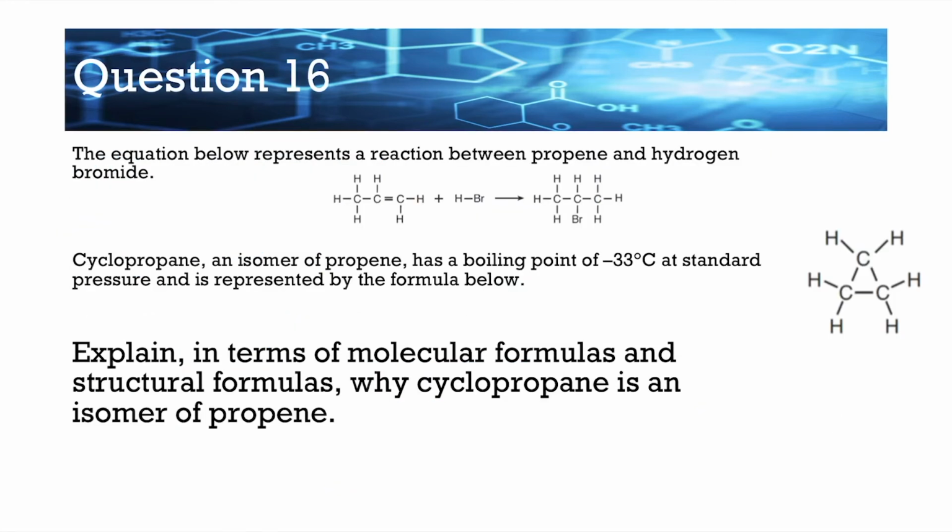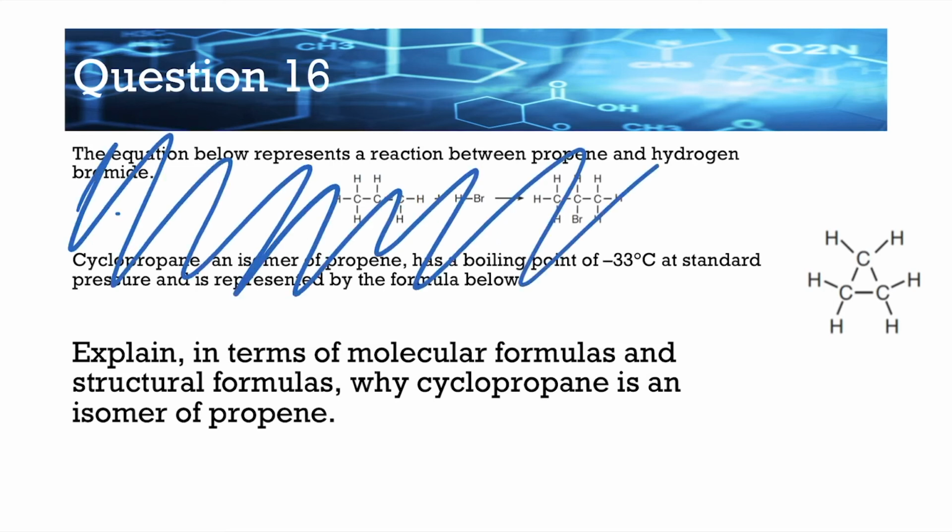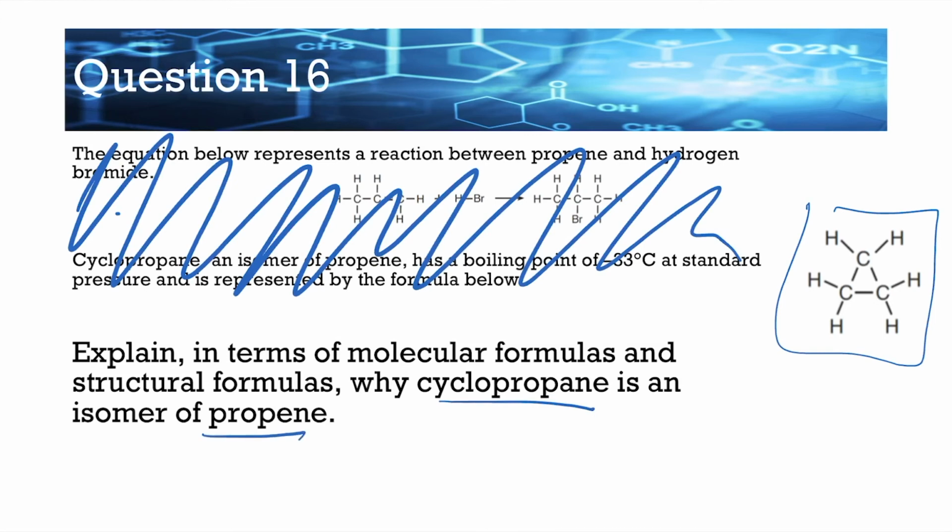Okay, 16 gives you a whole bunch of stuff we don't care about. This is kind of cool though, what cyclopropane looks like. But it's saying, why is this an isomer of this in terms of molecular and structural formulas? So none of the picture, you don't need to draw anything, you don't need to know anything, except the fact you have the definition of an isomer. The same molecular formula, but a different structural formula. That's what you need.